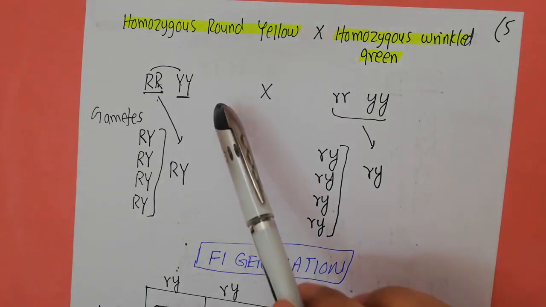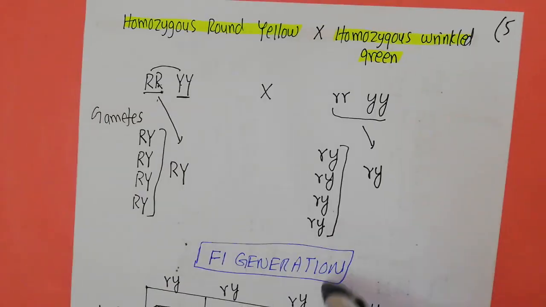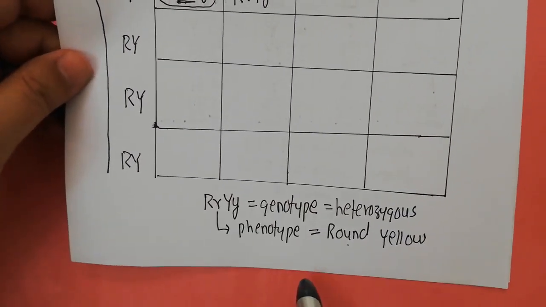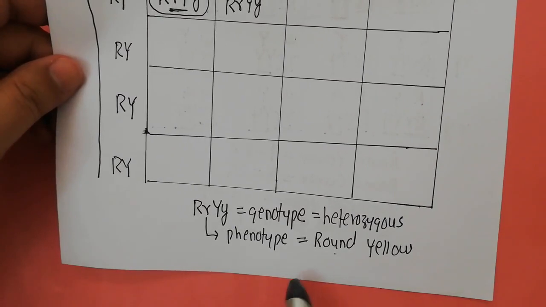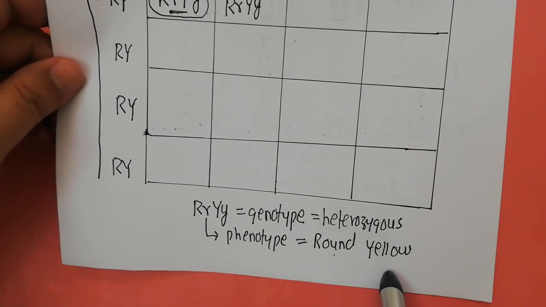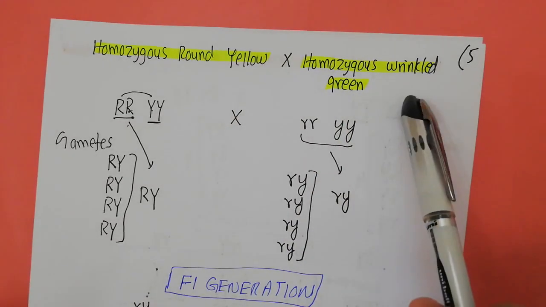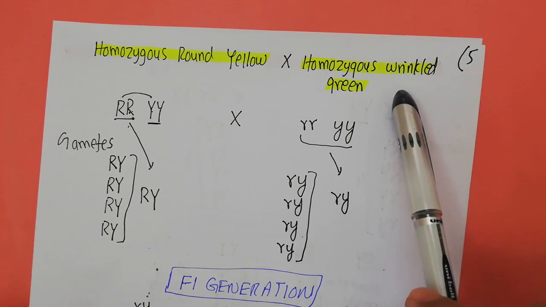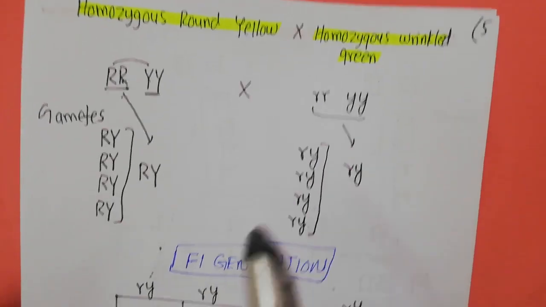What he did was that when he crossed them, in the F1 generation, what he got was that all of the plants were actually round yellow in nature. All of the plants that he got in the F1 generation, when he crossed the homozygous round yellow to the homozygous wrinkled green, all of the F1 generation plants were round yellow in nature.